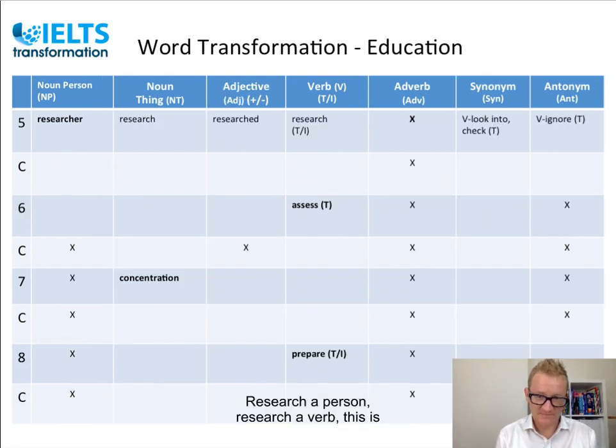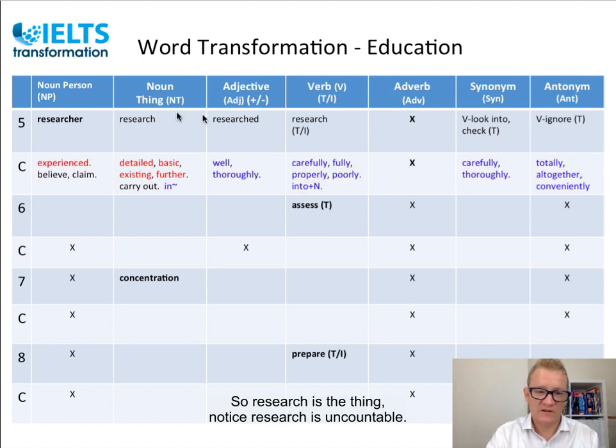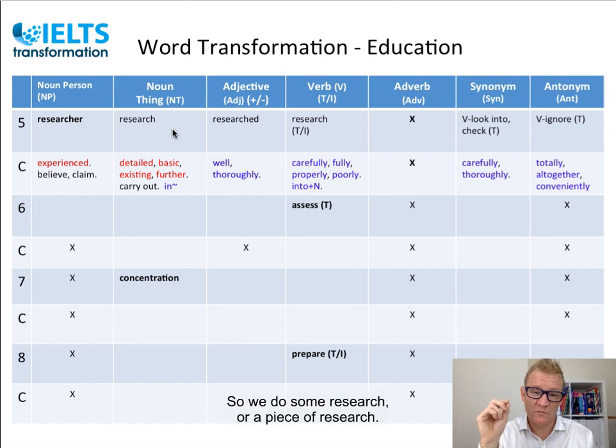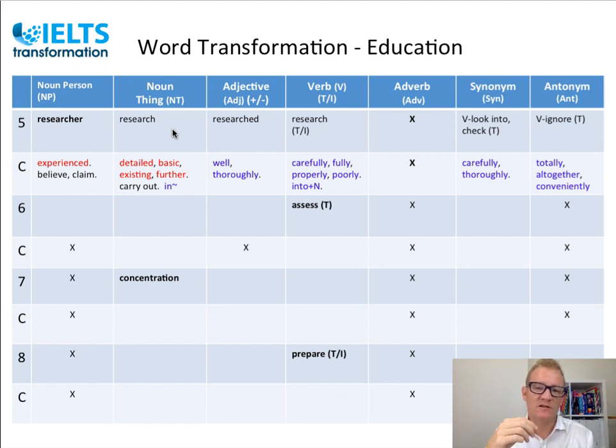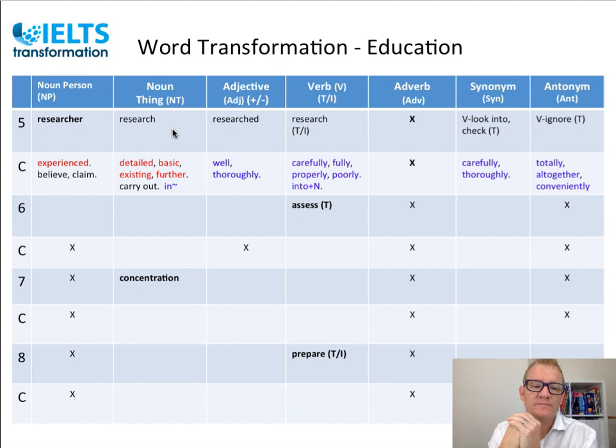Research, a person. Research, verb. This is when we look into or check. Opposite again is ignore. So, research is the thing. Notice research is uncountable. So we do some research or a piece of research. We don't do researches. I did researches. No, common mistake.